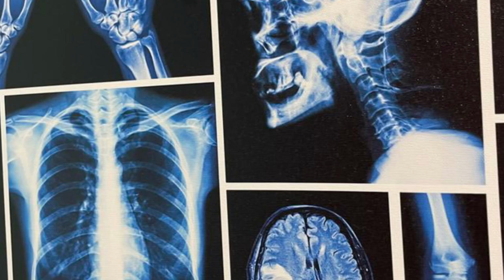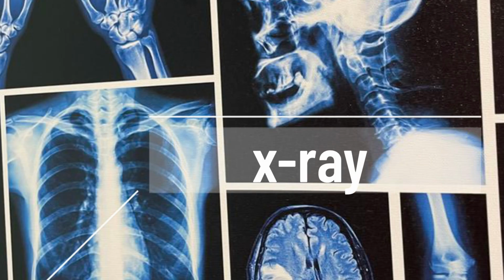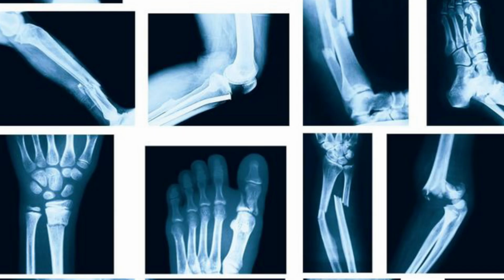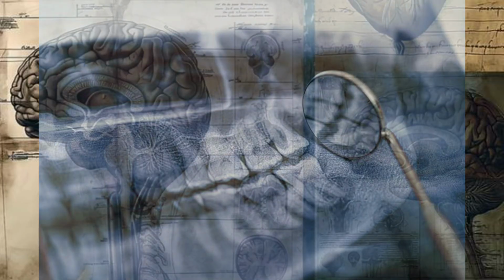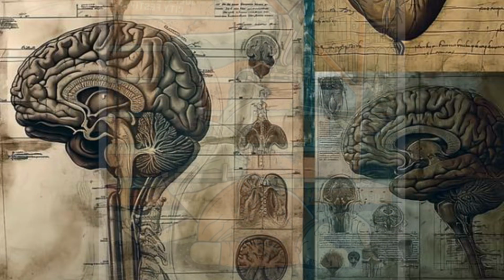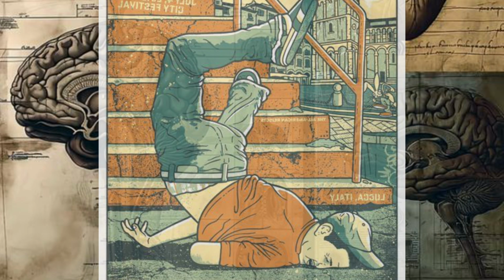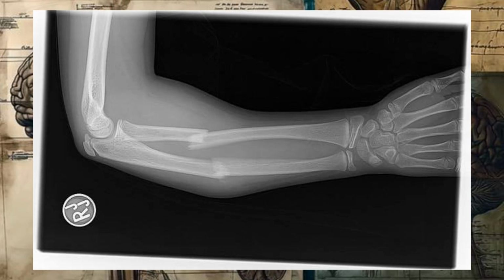The first and most common imaging technique is the X-ray. X-rays are widely used to check bone fractures, chest infections, lung diseases, and dental issues. For example, if a person falls and hurts their arm, the quickest way to know if the bone is broken is through an X-ray. It is fast, simple, and inexpensive.